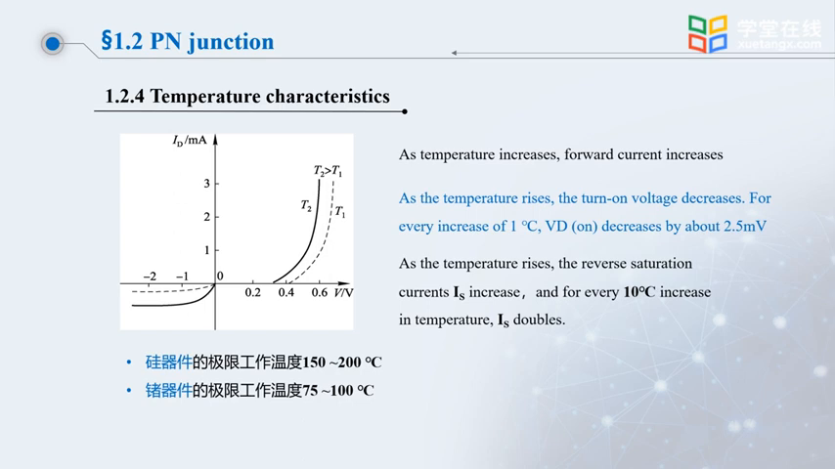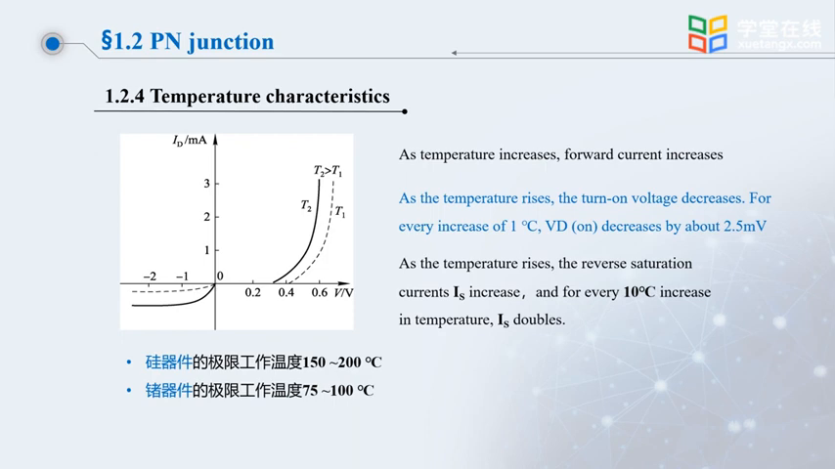Let's take a look at the temperature characteristics. The volt-ampere characteristic curve on the left contains two curves. One is drawn at temperature T2, and one is drawn at temperature T1. We can see that the temperature T2 is higher than T1. As the temperature rises, that is, when the curve transitions from T1 to T2, if the applied voltage is unchanged, the forward current will increase.